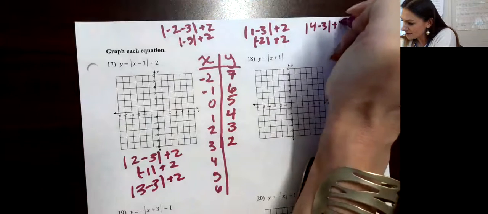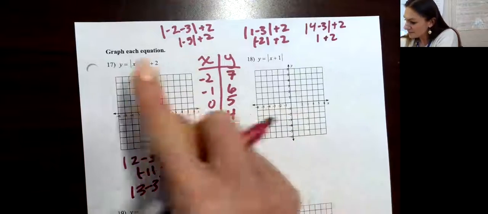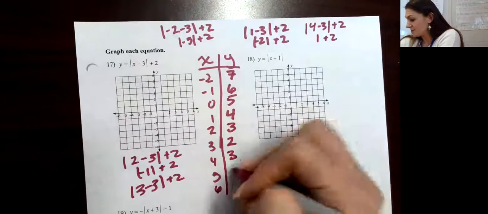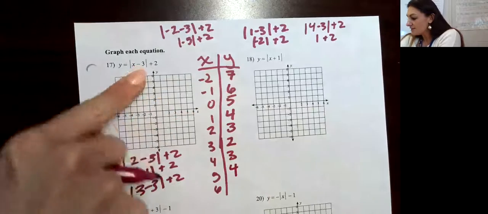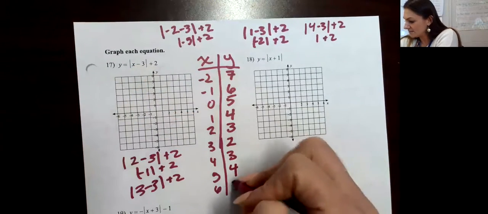4 minus 3 is 1, plus 2 is 3. 5 minus 3 is 2, plus 2 is 4. 6 minus 3 is 3, plus 2 is 5.